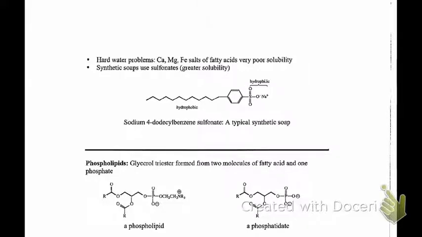All right, one thing to consider with soaps is that a lot of water contains inorganic salts such as calcium, magnesium, and iron. These salts will bind with the carboxylate of the fatty acids, which gives them poor solubility. So synthetic soaps, the soaps that we actually use, contain sulfonates, and these sulfonates are less likely to bind with calcium, magnesium, and iron. So this compound here, sodium 4-dodecylbenzene sulfonate, is a typical synthetic soap used in detergents, washing hands, things like that.